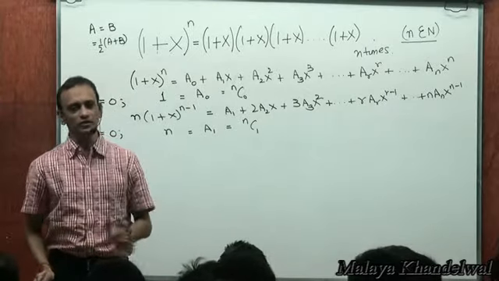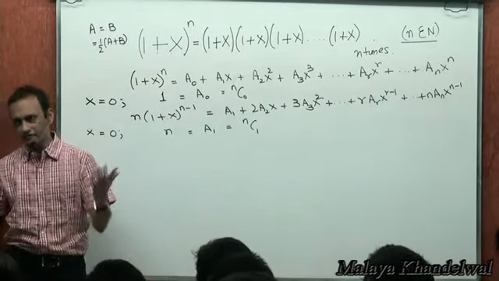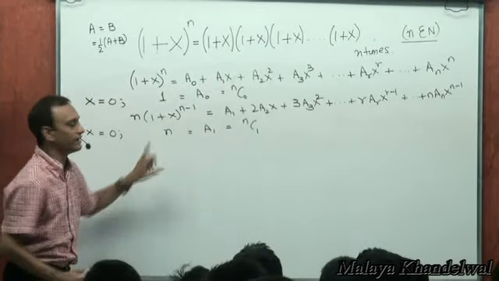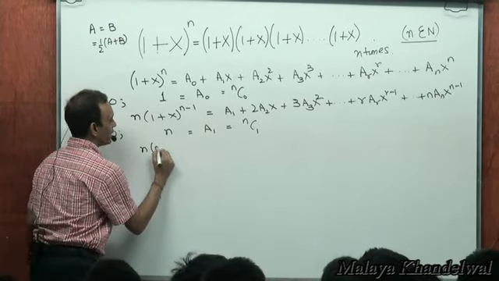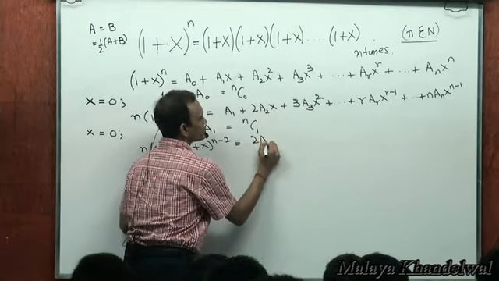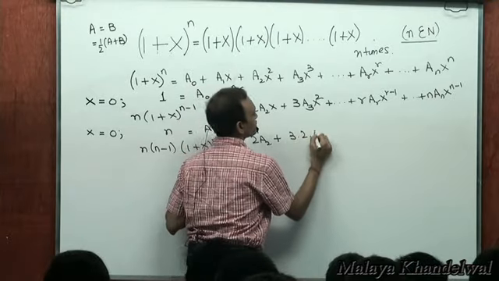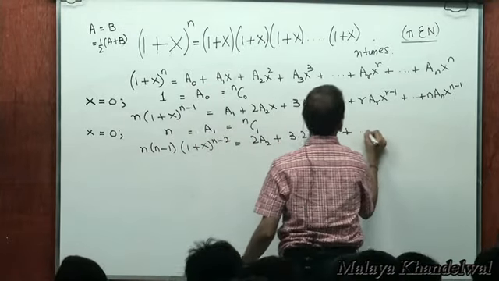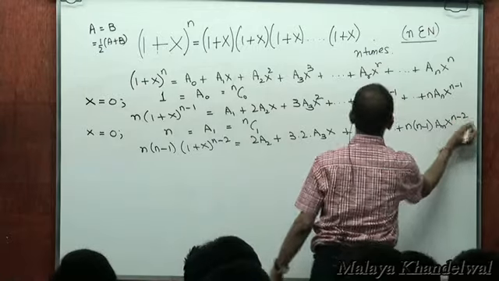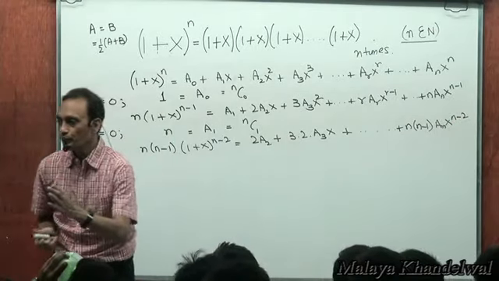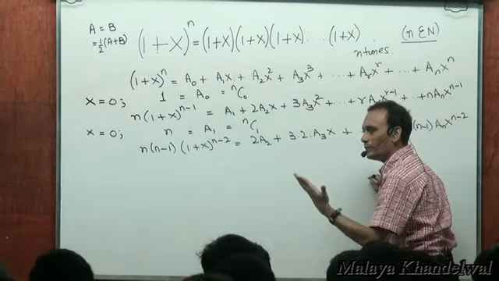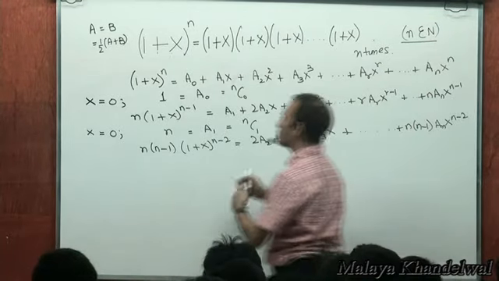Now that I have found a1, I don't need a1 anymore. I'll differentiate one more time and get rid of a1, right? So differentiate one more time to get rid of a1. So when I do that, n into n minus 1 into 1 plus x power n minus 2 is 2a2 plus 3 into 2a3 into x plus n into n minus 1 an x power n minus 2. This is what transpires. And then put x equal to 0 again, because you are eyeing a2 and you want these terms to go into oblivion, at least for the time being, right? So put x equal to 0 one more time.